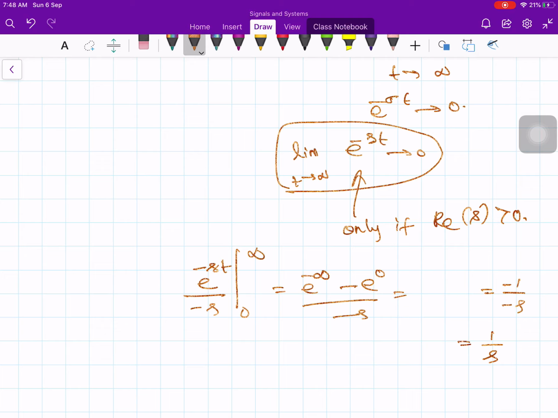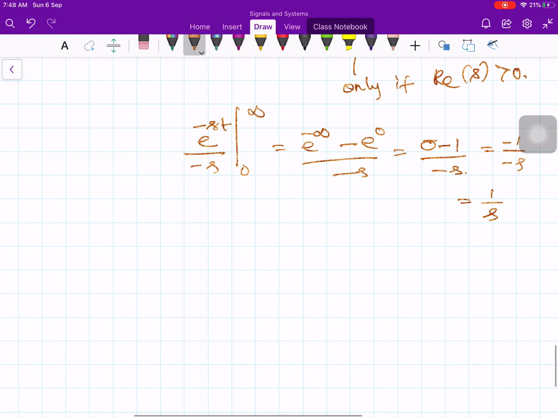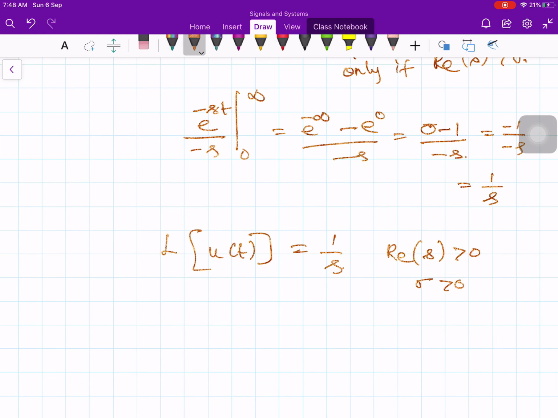Minus 0 minus 1 divided by minus s. Therefore the Laplace transform of u of t is 1 over s, provided the real part of s is greater than 0. That means sigma is greater than 0. So what is the region of convergence? The entire right half of the S-plane.